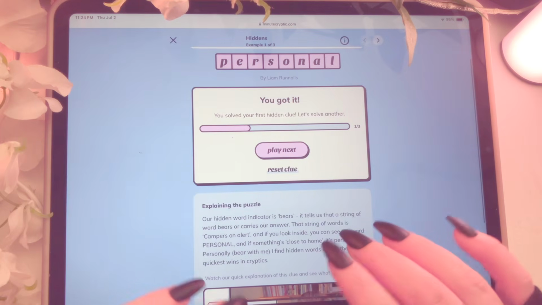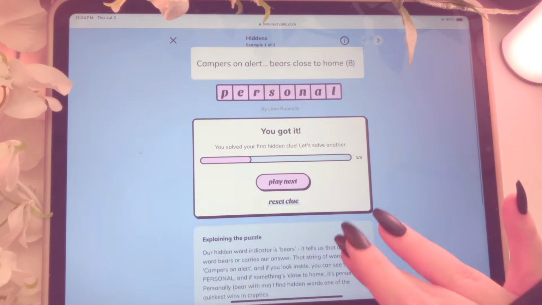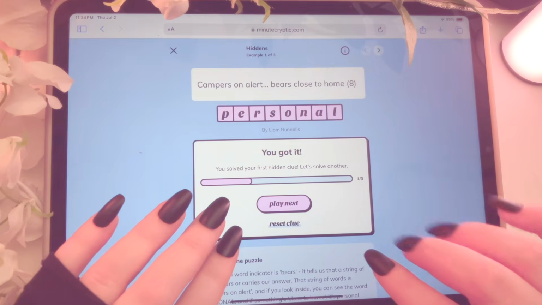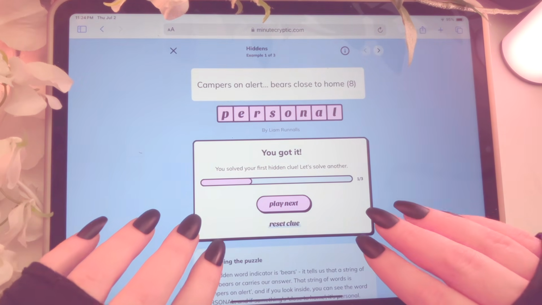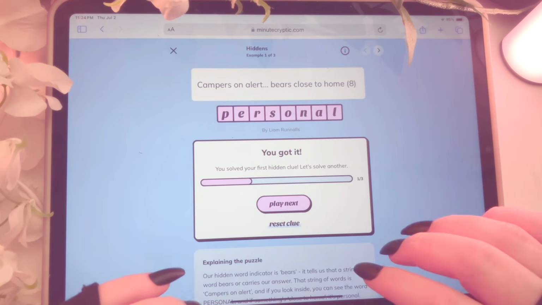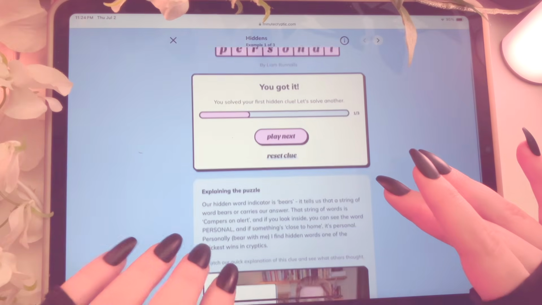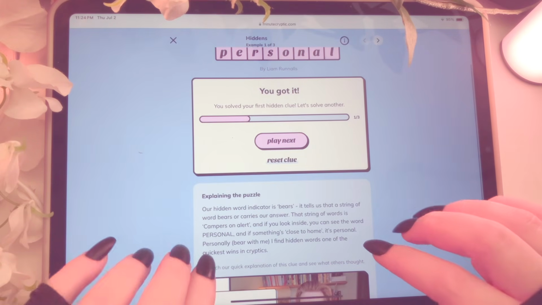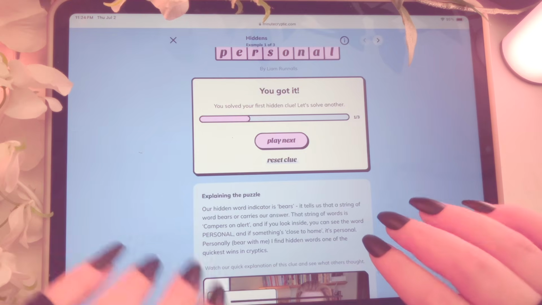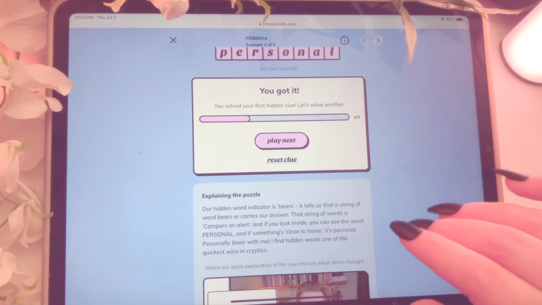Here, let's read their explanation for it. My issue with doing Minute Cryptics is I worry that I'm not very good at explaining my thought process. I don't know. Maybe I am. I'm not sure. Let's see how they put it.